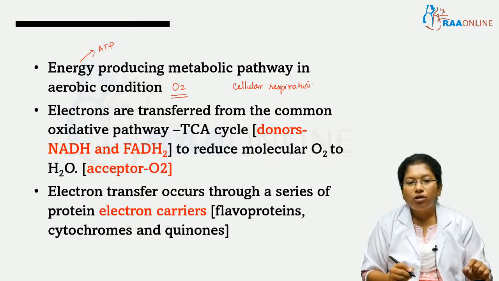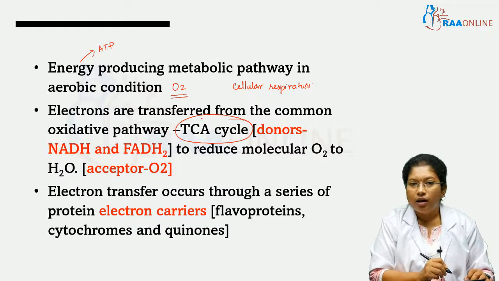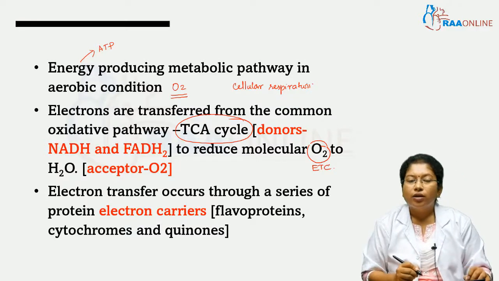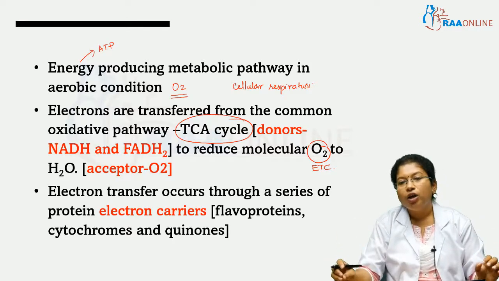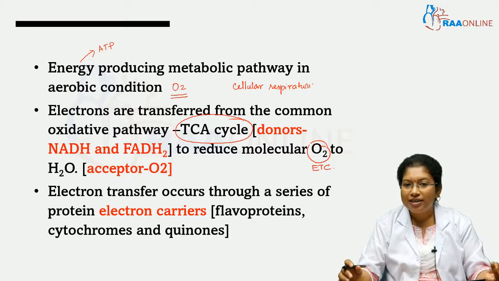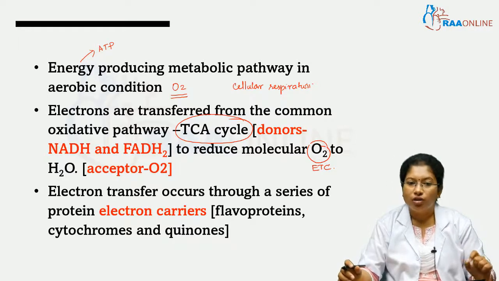Here, the electrons are transferred from a common oxidative pathway, TCA cycle, to reduce oxygen in the ETC. Okay, so electrons are transferred from TCA cycle to ETC to reduce molecular oxygen to water. Okay, so the electron donors are NADH and FADH2 from TCA cycle, and the electron acceptor in ETC is oxygen.